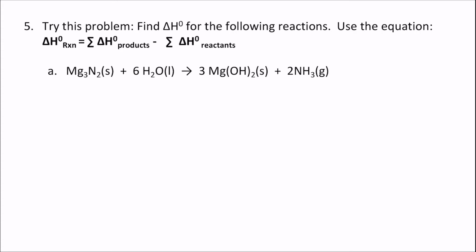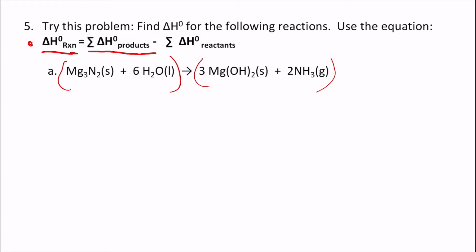Okay, so in this problem, we're determining what the delta H is. Here's the equation. Delta H for the whole reaction equals delta H of the products minus delta H of the reactants, and it's the sum of them. So we have to make sure that we figure out what these are, add them together, figure out what these are, add them together, and then make sure we do it products minus reactants.